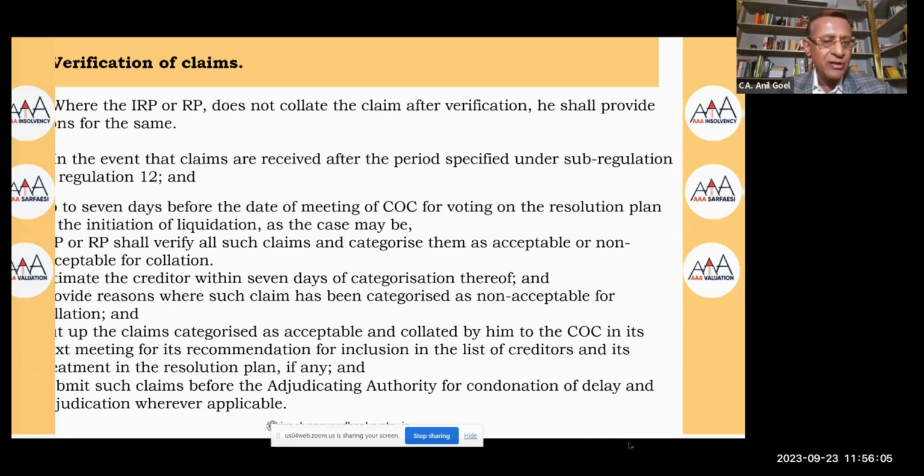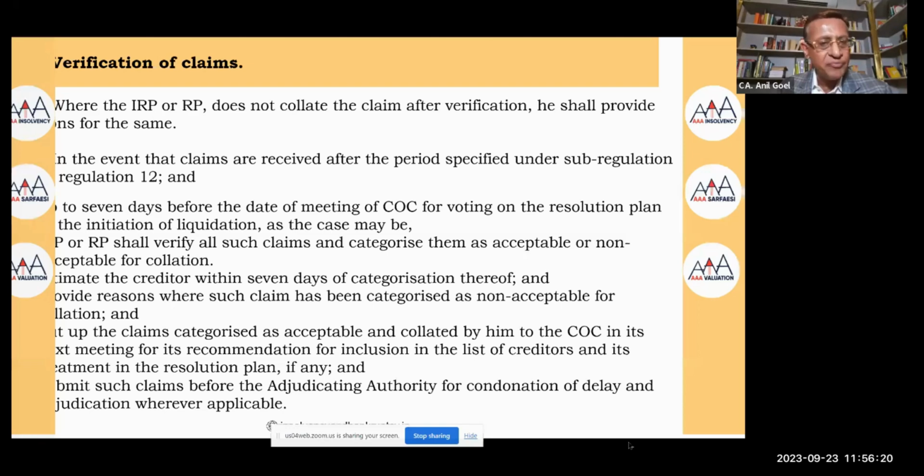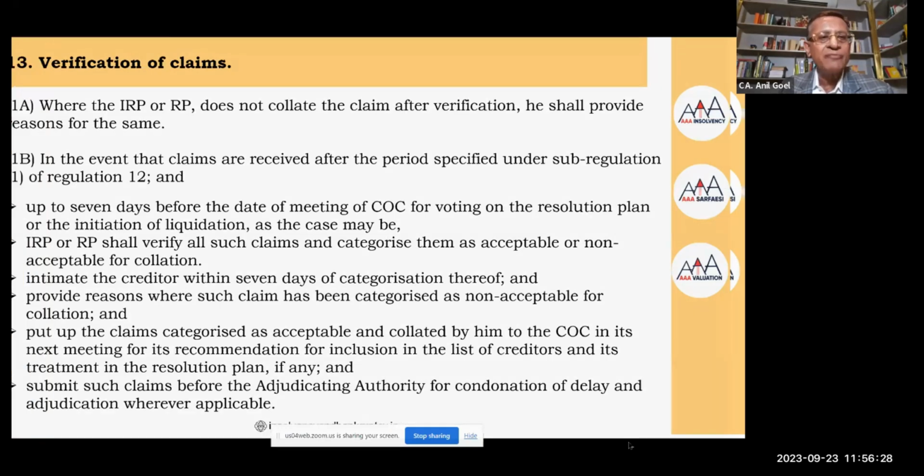Can we conclude that correctly? I am totally with you, this is what I was rather trying to say, and I think you've clarified that this is not for rejected claims, this is for late claims. This process is only for delayed claims, belated claims. Right. So then I think we can go forward. Verification of claim is handled.